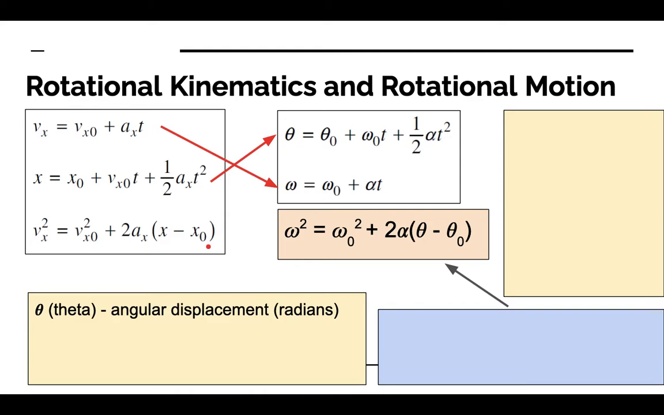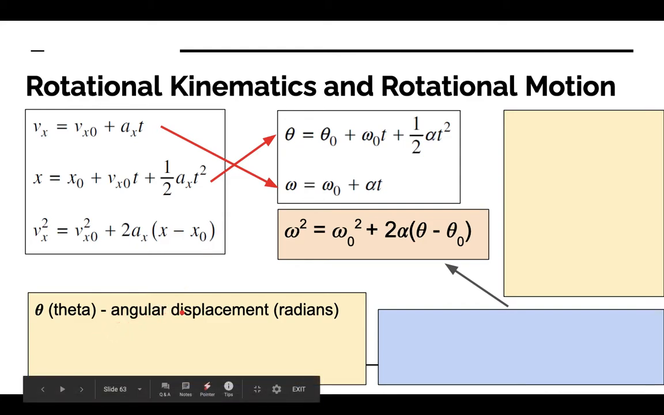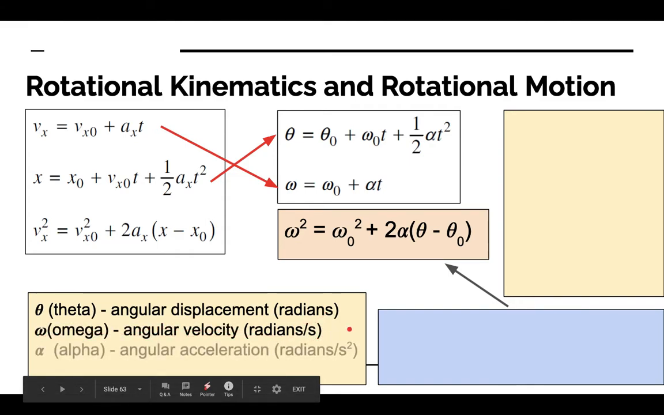So again, as a review of the variables, theta is angular displacement in radians. Omega is your angular velocity in radians per second. And alpha is your angular acceleration in radians per second squared.